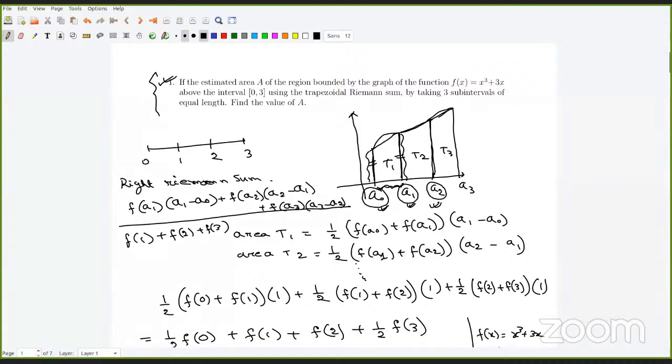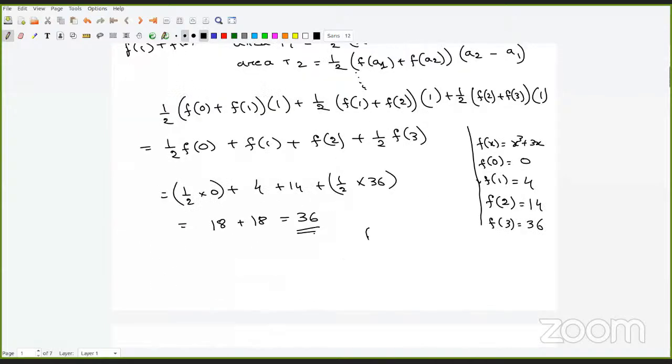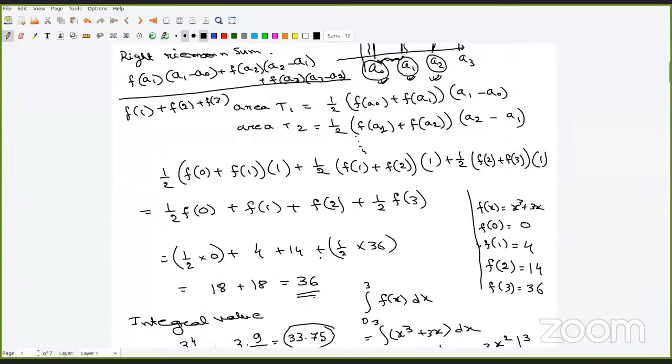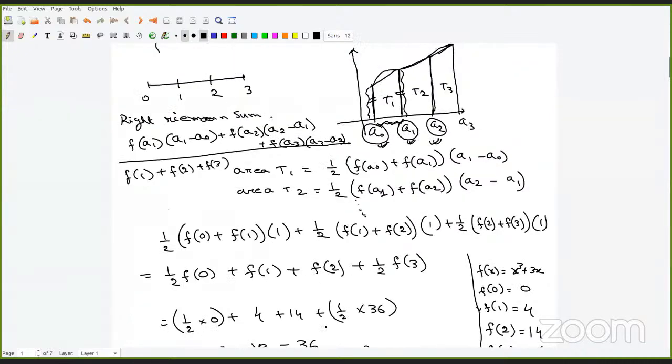So what is the exact value of this? I mean the area. So I got the exact value as 33.75, sir. Oh, okay. So this is the integral of f(x) dx. If you calculate it, x cubed plus 3x dx from 0 to 3. If you calculate it, what you will get? x^4 by 4 plus 3x squared by 2, from 0 to 3. So basically, the integral value is 3 power 4 by 4 plus 3 into 9 by 2. So if you calculate it, what you will get? 33.75. So yeah, you can see that this trapezoidal is nearer to this value than this right Riemann sum, right?